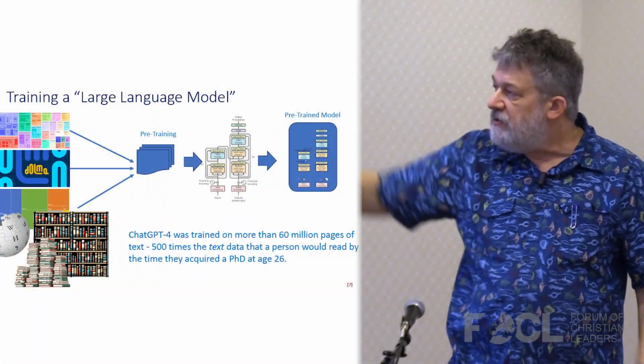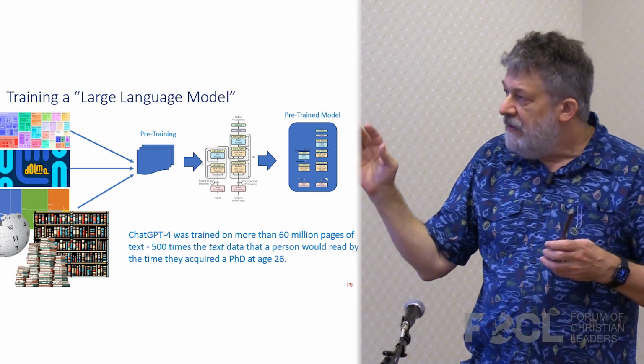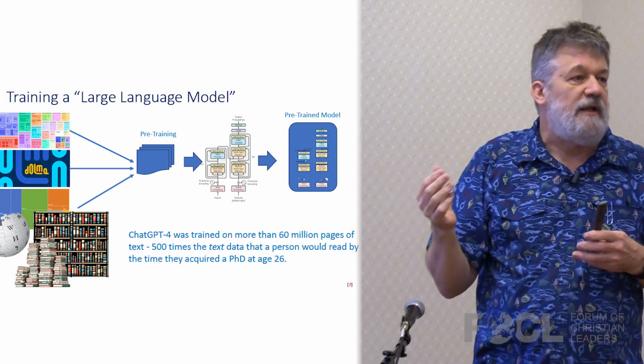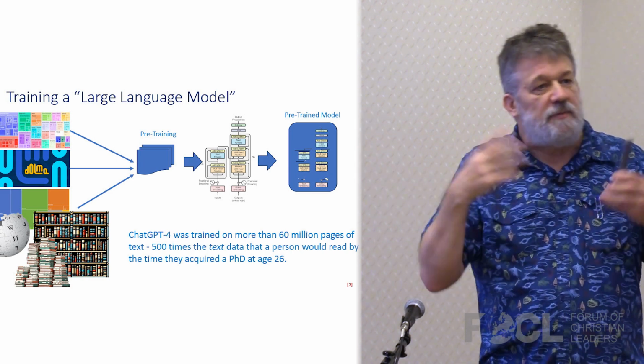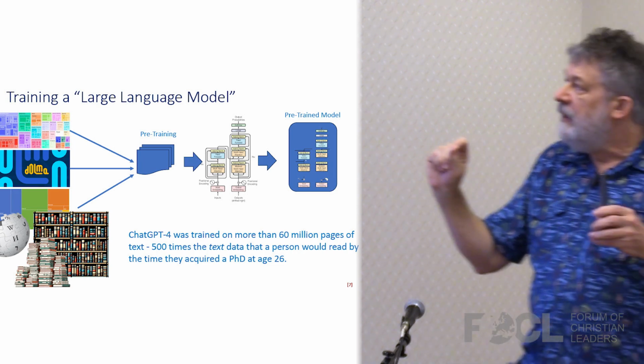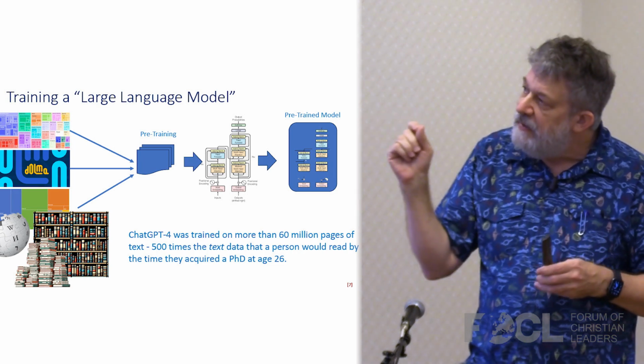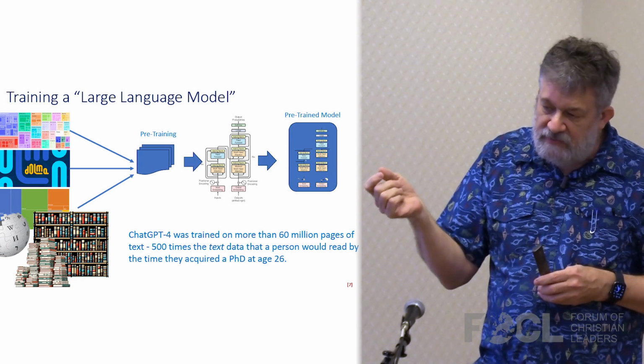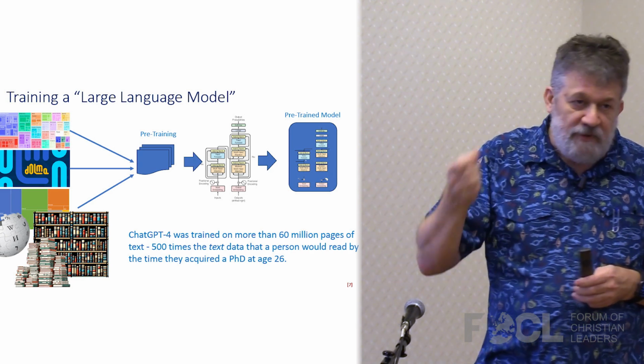in this case, generate a poem or what have you. And it took 60 million pages of text going through to train GPT-4, which is compared to about 30,000 pages of text that a person would have read by the time they get their PhD at age 26. These are very back of the envelope numbers, but you can see right away, in some ways, ChatGPT is smarter than your average professor.